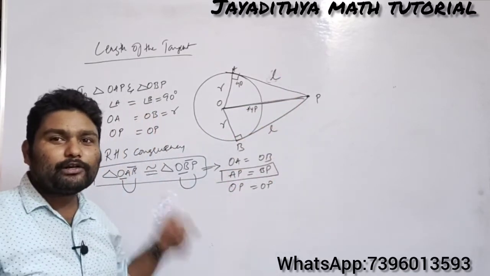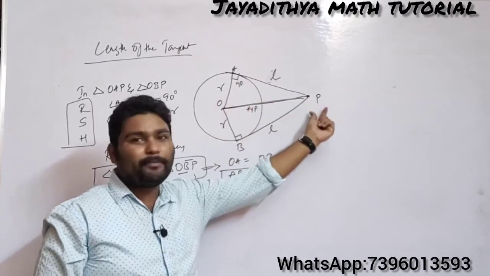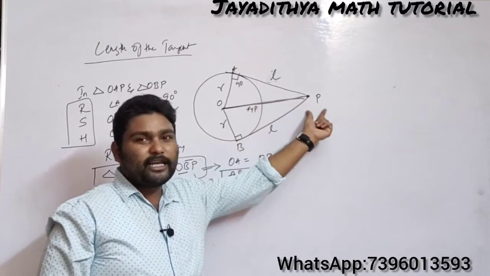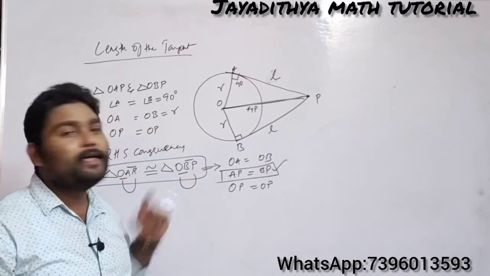So what can you conclude here? The length of tangents drawn to a circle from an external point are equal. The length of tangents drawn from an external point to a circle are equal. This is the first case, from the sides.